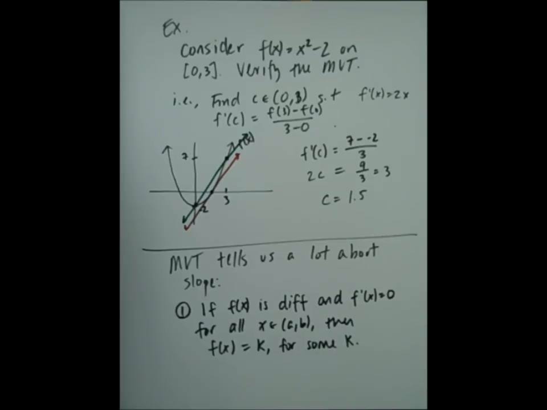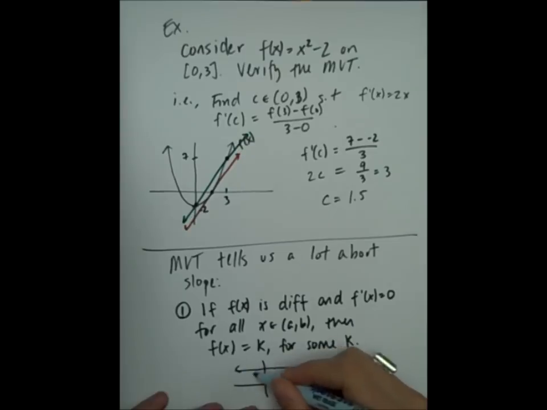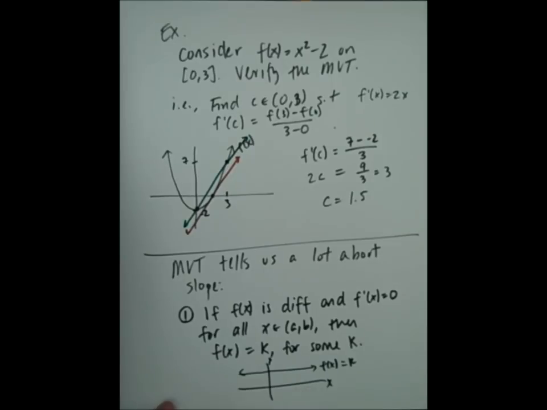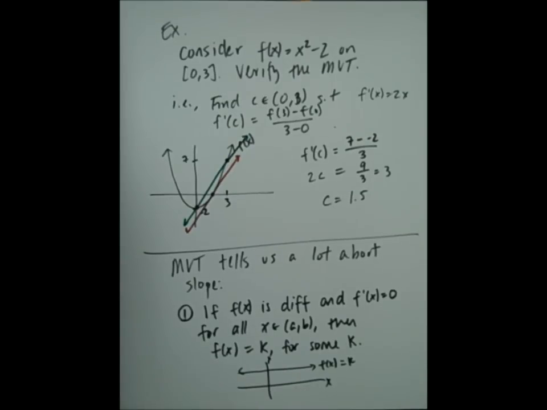Because of what the mean value theorem states, we know that if f of x is differentiable and the derivative is 0, then the original function had to have been some constant. So if you know that the derivative is 0 for all x in some interval, then the original function had to be a constant. Which kind of makes sense. Think about the function f of x equals k. The derivative is definitely 0 everywhere, so if the derivative is 0, then we can go backwards with it. The function was just a constant.